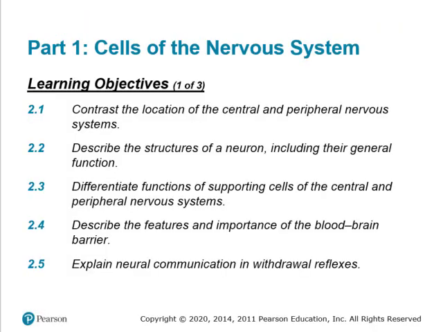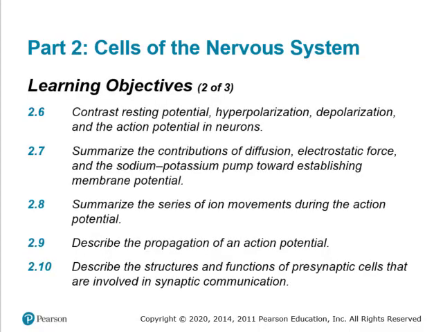In part 1, we looked at basic neural system organization, differentiating the types of cells in the central versus peripheral nervous system, also covering learning objectives 2.2 to 2.5. In part 2, we introduced the concept of the action potential and forces that are involved in its manifestation and propagation, covering learning objectives 2.6 to 2.10.